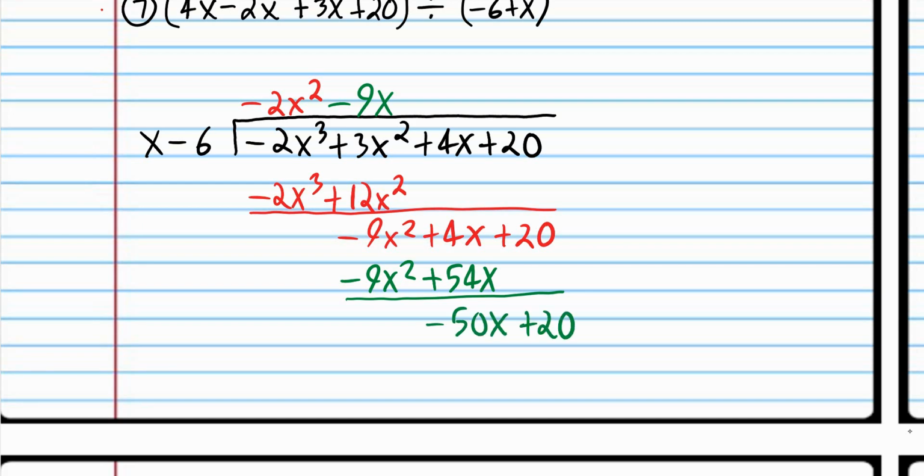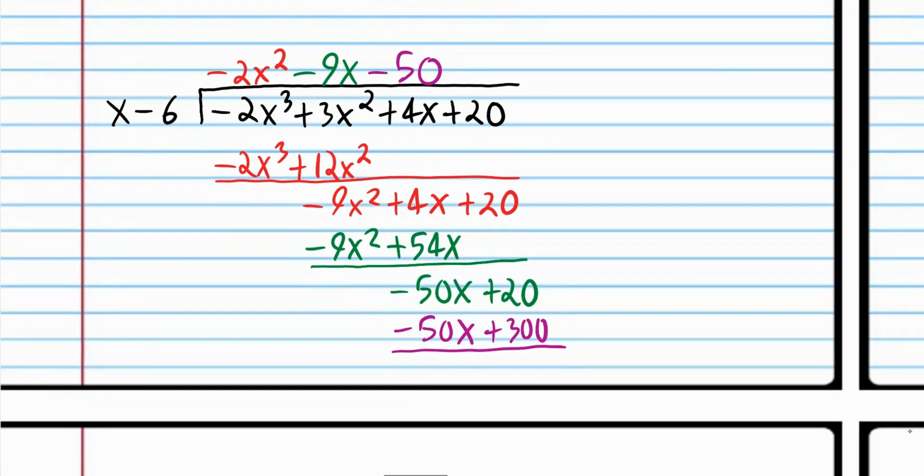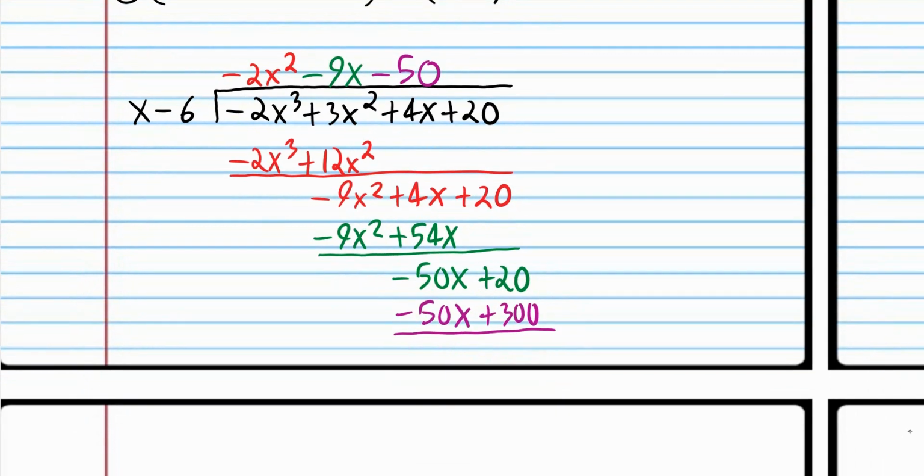And now we're on to cycle number 3. Step 1, x times what number is equal to negative 50x? And the answer is negative 50. Step number 2, negative 50 times x minus 6 is negative 50x plus 300. Step number 3, subtract. Again, same 3 steps over and over again. And we get negative 280.